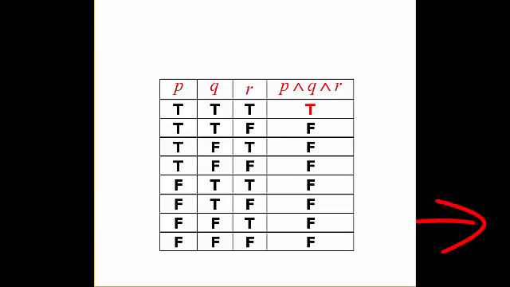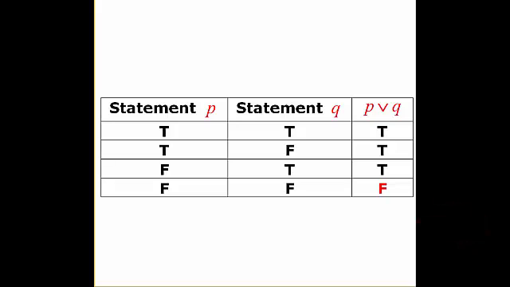Now let's look at the OR. Here's the truth table for P or Q. And notice that it's almost always true. It's only in the last instance, where there's no truth at all, when both P and Q are false, that it gets the false. So OR is kind of like the opposite of AND.